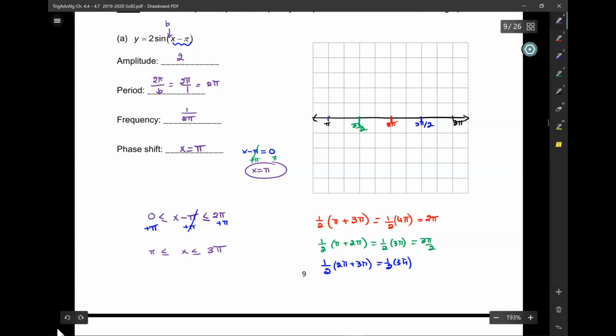So to graph, we start on the axis, right? And then where do we go? Up to 0, down to 0.